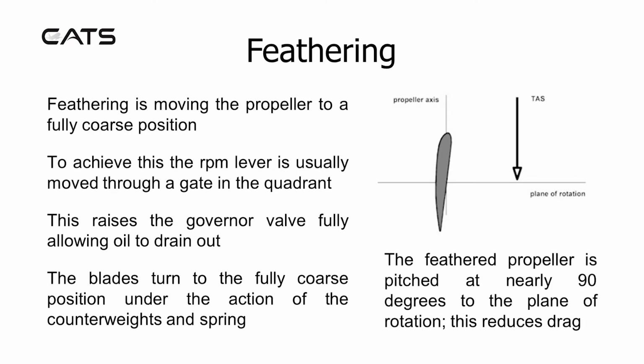Feathering. Feathering is moving the propeller to a fully coarse position. To achieve this, the RPM lever is usually moved through a gate in the quadrant. This raises the governor valve fully, allowing oil to drain out. The blades turn to the fully coarse position under the action of the counterweights and spring. The feathered propeller in the diagram is pitched at nearly 90 degrees to the plane of rotation. This reduces drag.